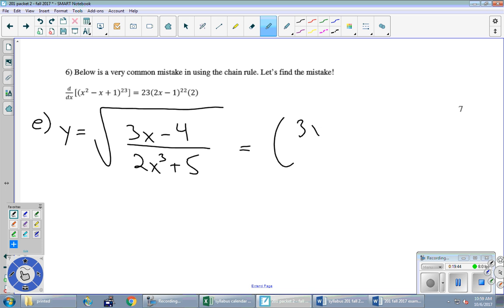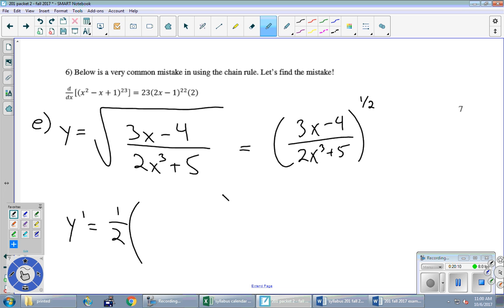So this is (3x minus 4 over 2x cubed plus 5) to the 1/2. And now I can see it as some stuff to the 1/2 power. And this is a power rule, chain rule combination. So let's take our derivative. y prime equals, what comes down? 1/2. Copy all of that stuff one time.